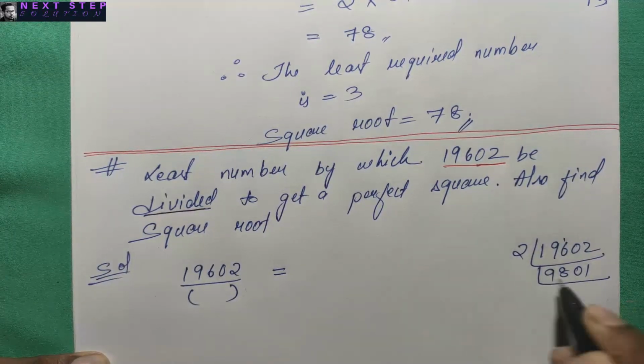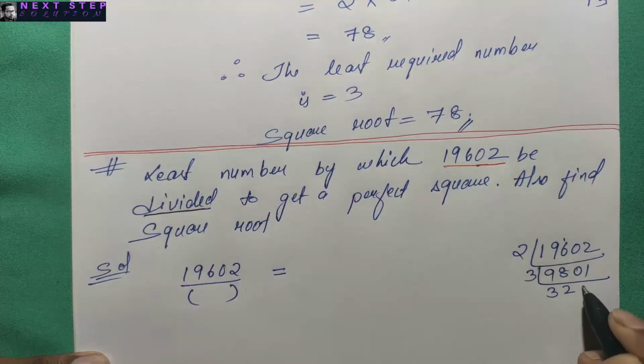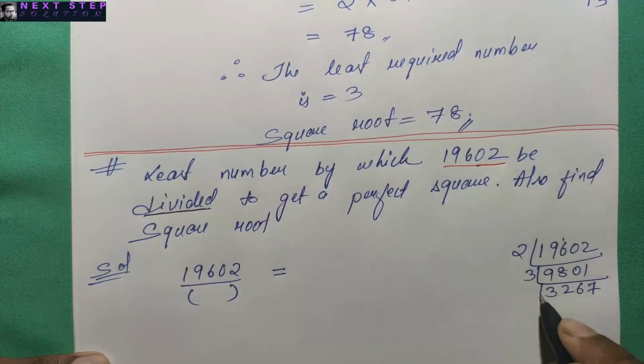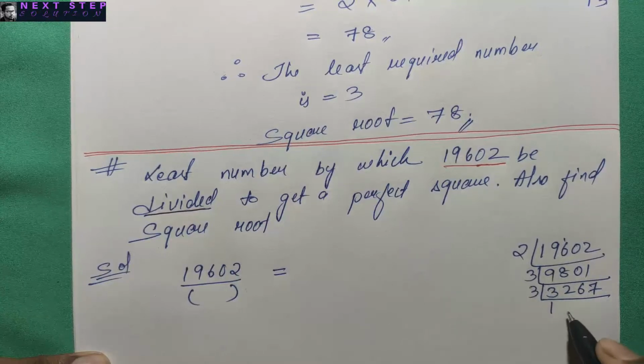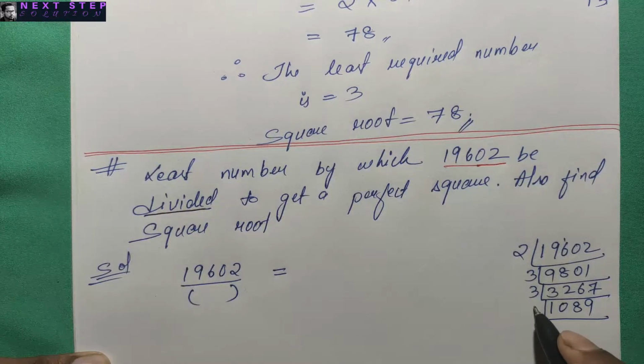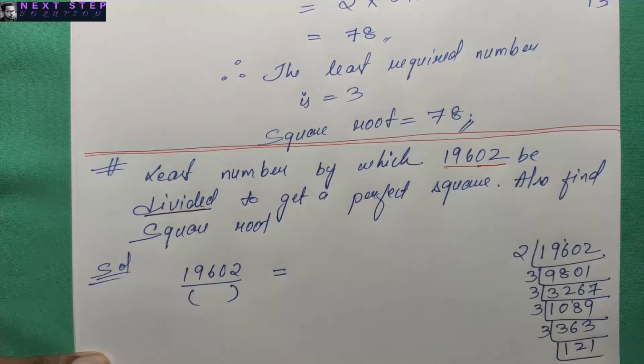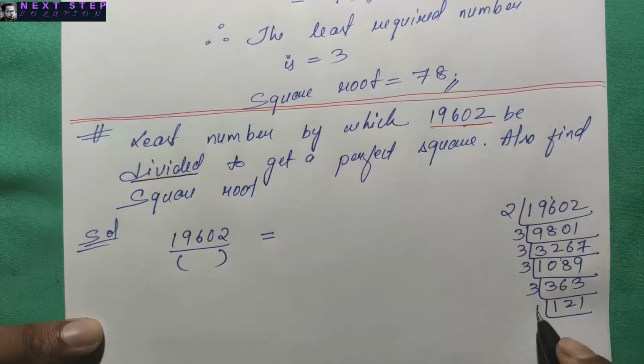Furthermore, this comes in the table of 3 only. 3 3s are 9, 3 2s are 6, 3 6s are 18, 3 7s are 21. Furthermore, 3 1s are 3, 0, 3 8s are 24, 3 9s are 27. Again can be factorized with 3. 3 3s are 9, 3 6s are 18, 3 3s are 9. Again can be factorized with 3. 3 1s are 3, 3 2s are 6, 3 1s are 3. And 121 comes in the table of 11.